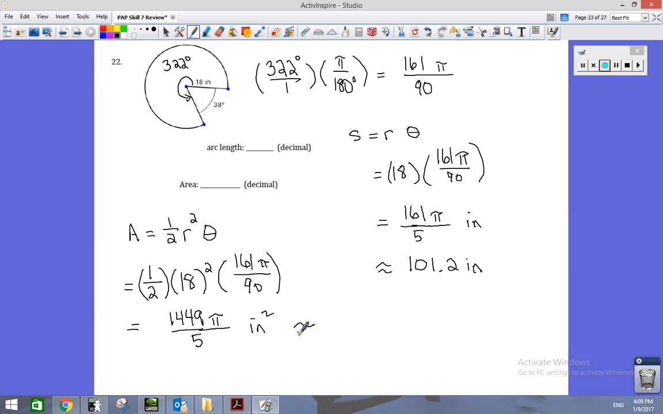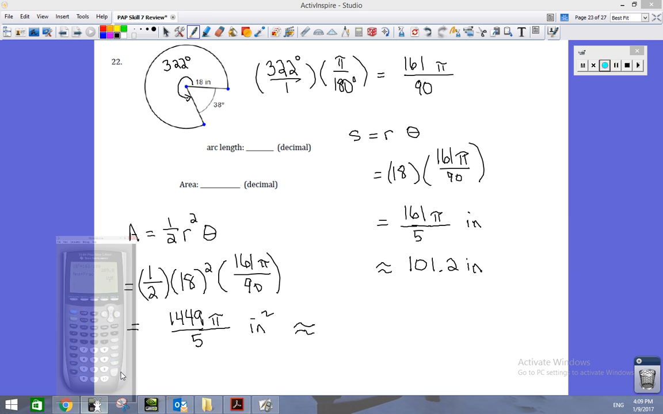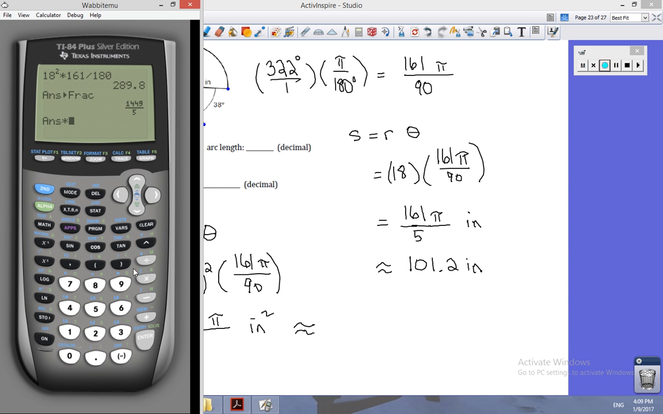And if I get a decimal representation to that, to 1 decimal, let's take this guy and multiply it by pi. 910.4. Well, that's a 0.